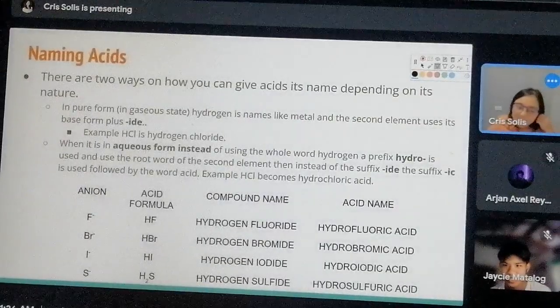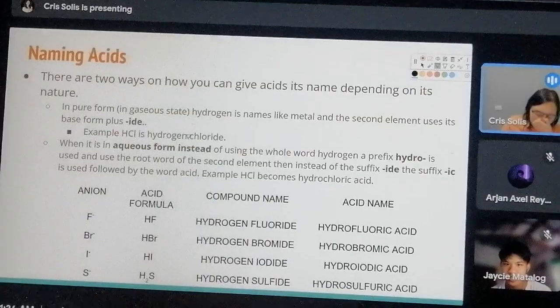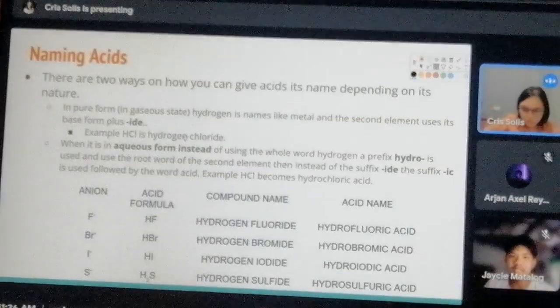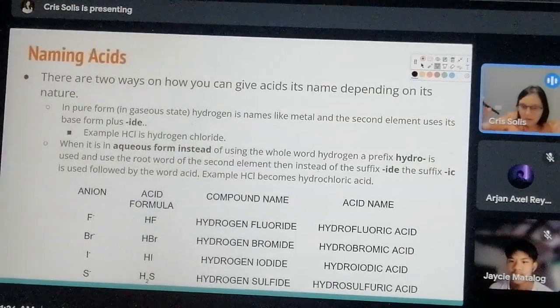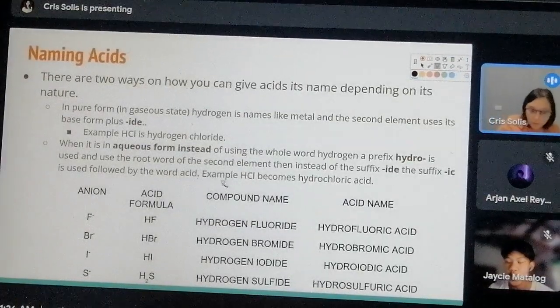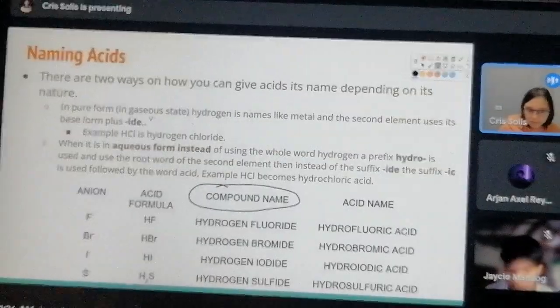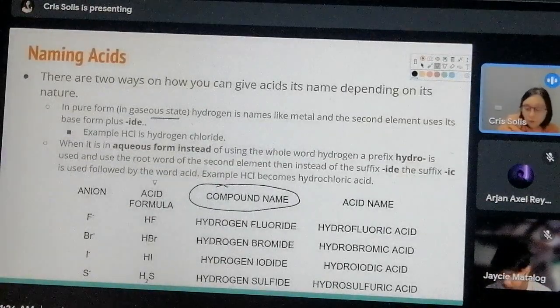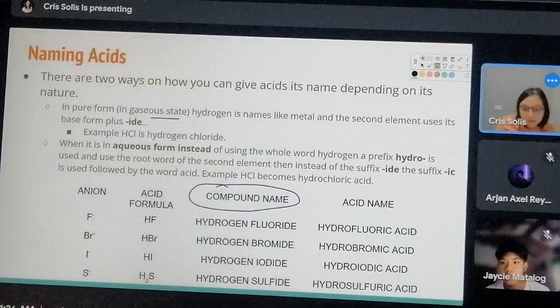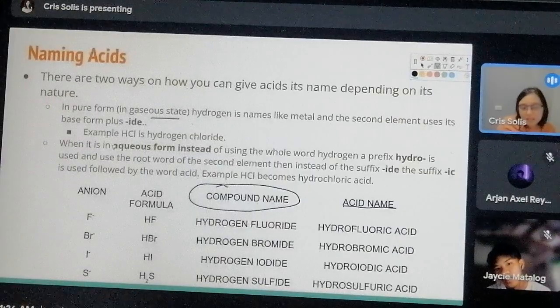So, second to the last tayo. Naming of acids. So, your acids are divided into two types. Your aqueous and your gaseous. Pag sinabi natin, give the compound name of your acid, we are talking about the gaseous state or its pure form. But if we say give the acid name, it means it's already in its aqueous form.